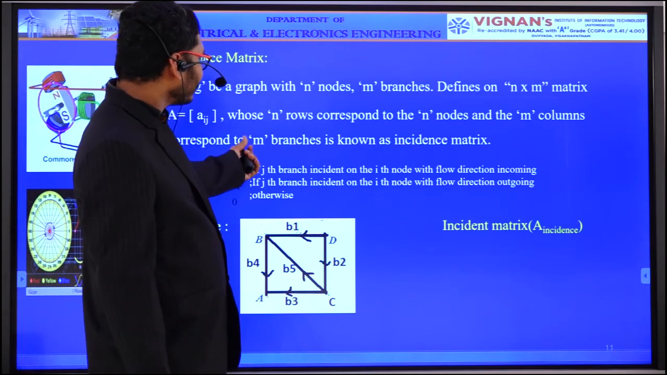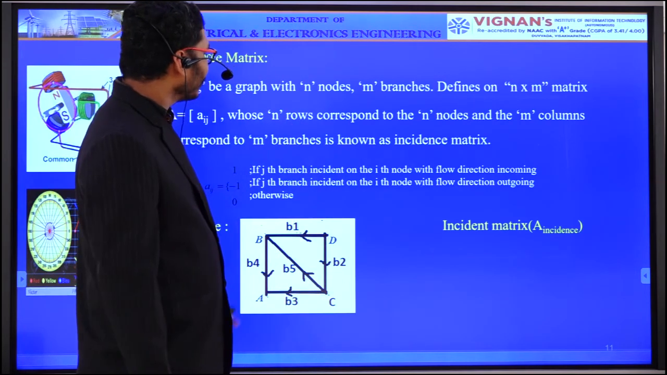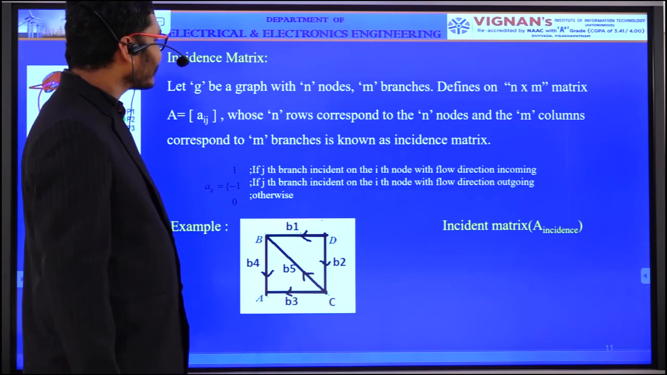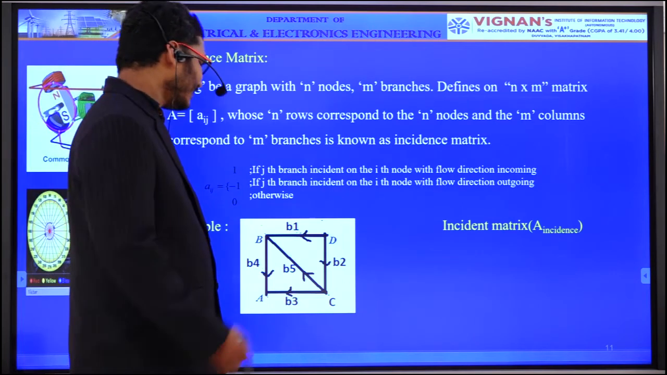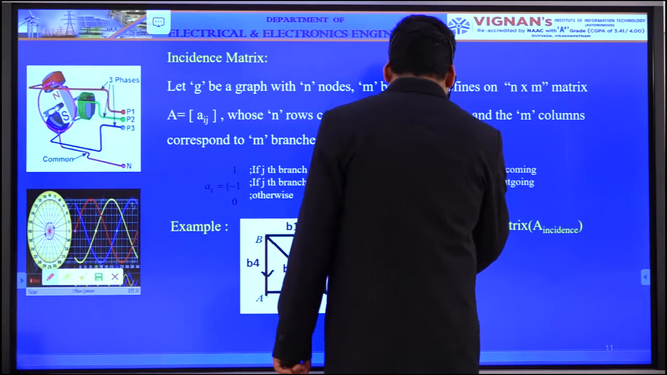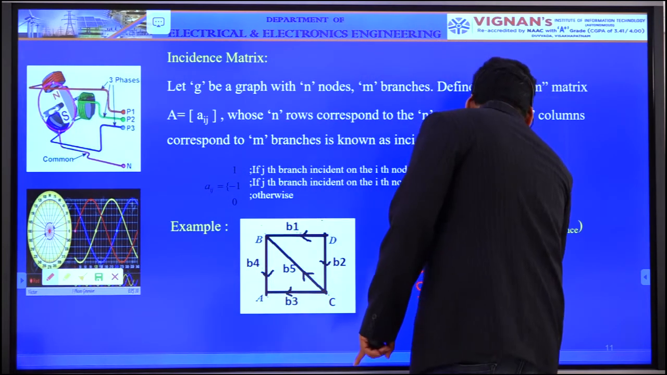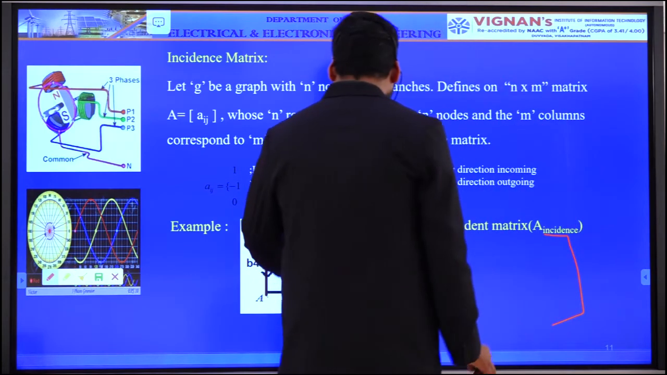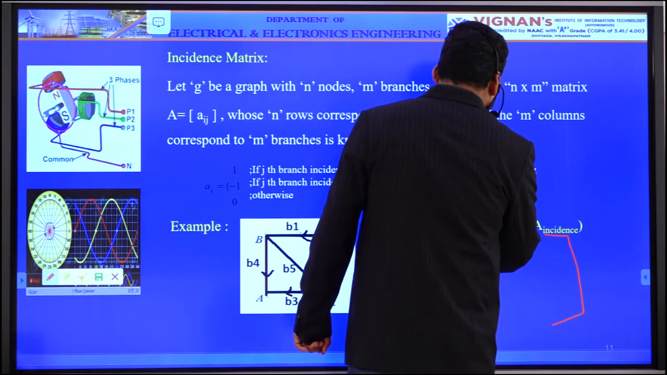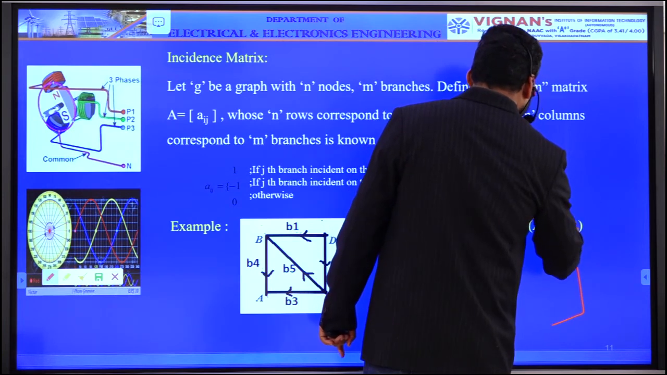We already said the matrix has n rows and m columns. The rows correspond to the nodes and the columns correspond to the branches. Here the nodes are A, B, C, D. These are the rows. Next, the columns, sorry, the branches: B1, B2, B3, B4, B5. These are the branches.